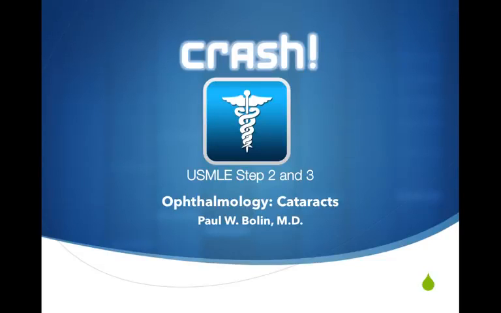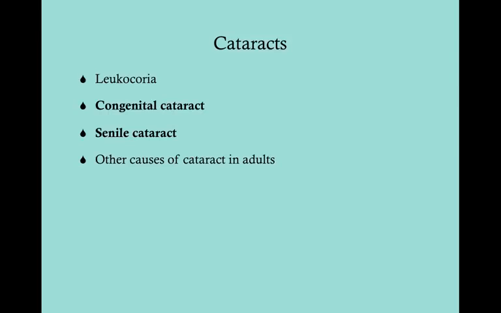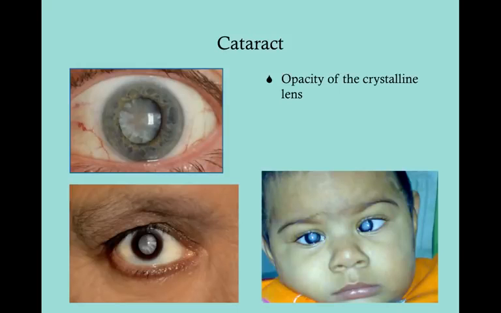We'll discuss cataracts here. So I briefly want to cover some introductory material, including what cataracts look like, and leukocoria, which is usually the presenting sign of cataracts. We'll talk about the congenital cataract, which presents in children, usually newborns, the senile cataract, which is the most common kind of cataract that you typically see in adults, and then some other causes of cataracts in adults.